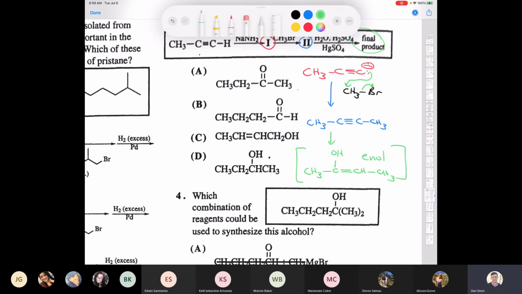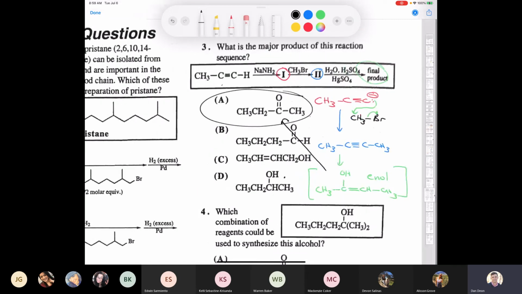It's going to undergo tautomerization to give us a ketone, and the ketone it's going to produce would be A, that ketone. So again, a Markovnikov addition of water across a triple bond. In this case, the Markovnikov or anti-Markovnikov doesn't matter because there is no Markovnikov or anti-Markovnikov when you're dealing with a triple bond.